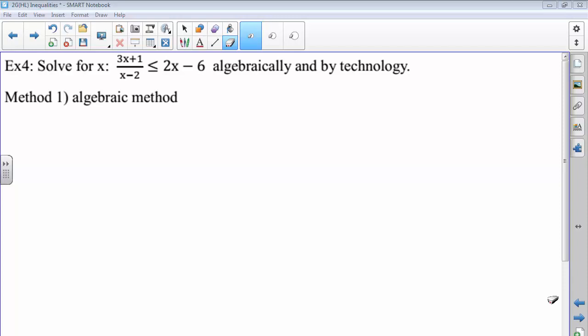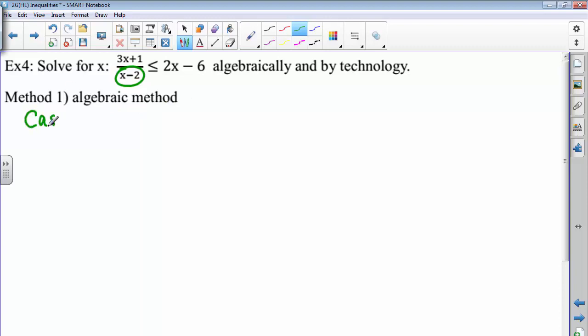Okay, let's look at the last example in 2G. This case is also a rational inequality, so the solving is similar to example 3. The first step is we want to get rid of the denominator. And we need to solve this rational inequality both algebraically and by technology. Of course, right now we focus on the first method, the algebraic method.